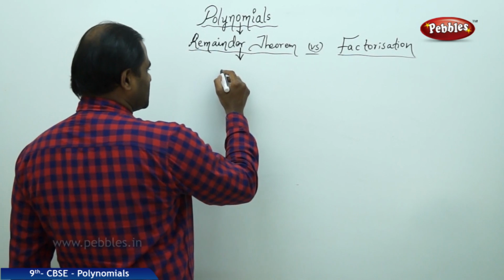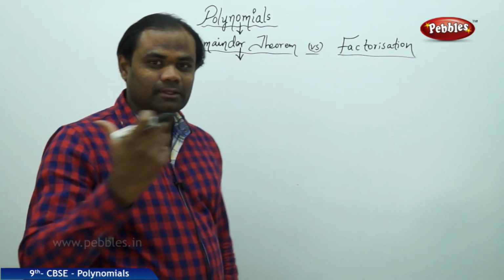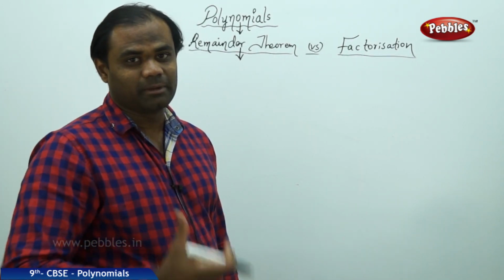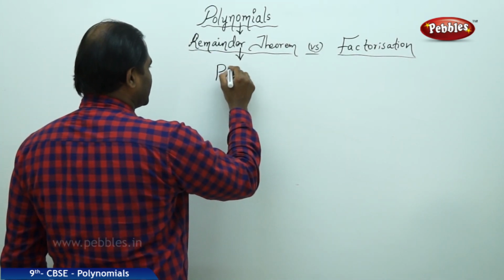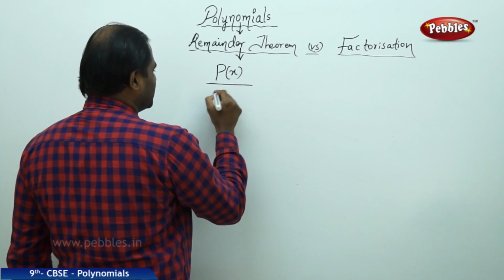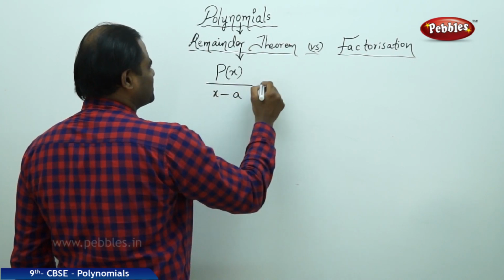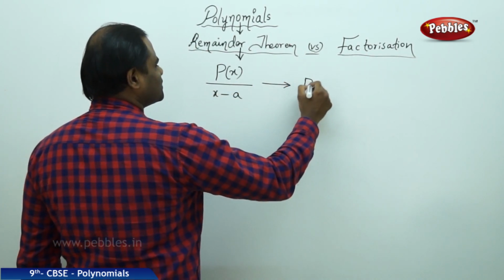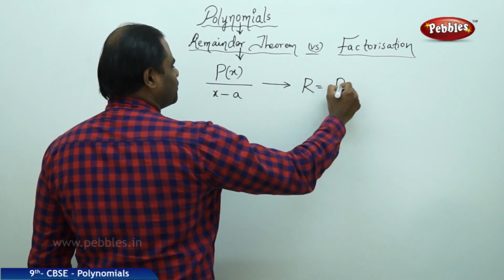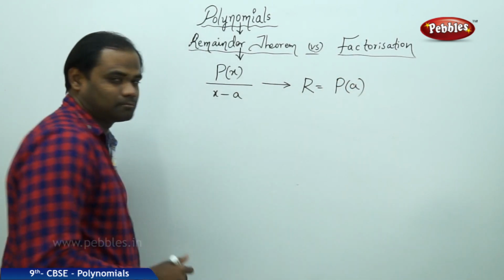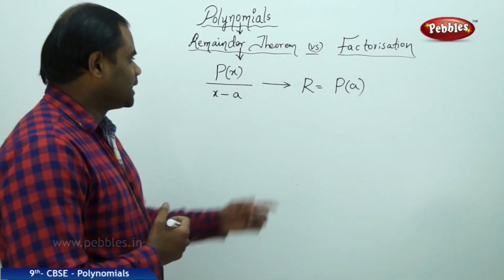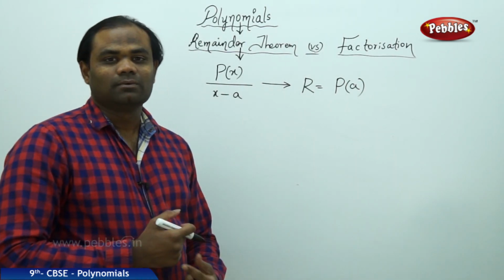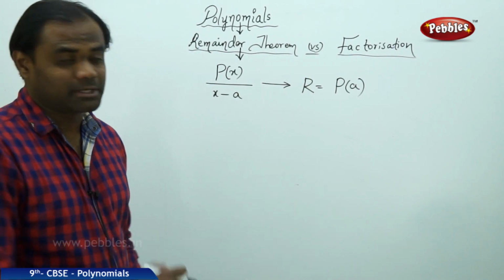As we have discussed about remainder theorem, let's recap the definition or the statement of the remainder theorem again. If a polynomial p of x is divided by a linear polynomial x minus a, it gives us the remainder p of a or f of a, is what we understand. If I get the remainder to be 0, then let's see what will be the special case.